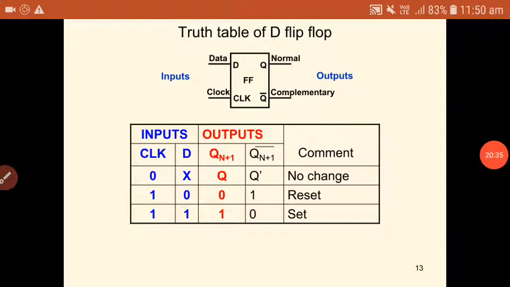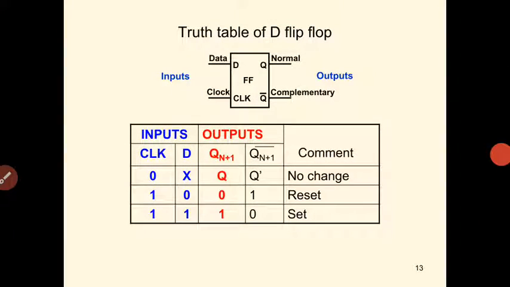D flip-flop is an important flip-flop which is used in the applications of registers and counters, mainly registers like shift left register, shift right register, universal shift register. All those will be using the D flip-flop as the basic building block. So for the construction or designing of any registers, we will be using this D flip-flop as the basic building block.